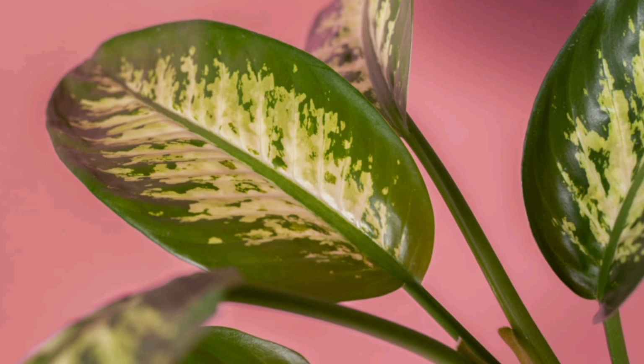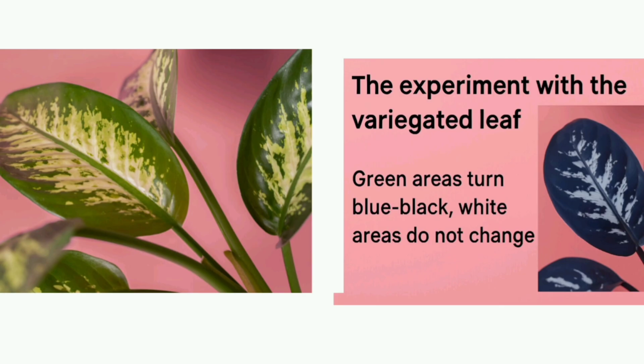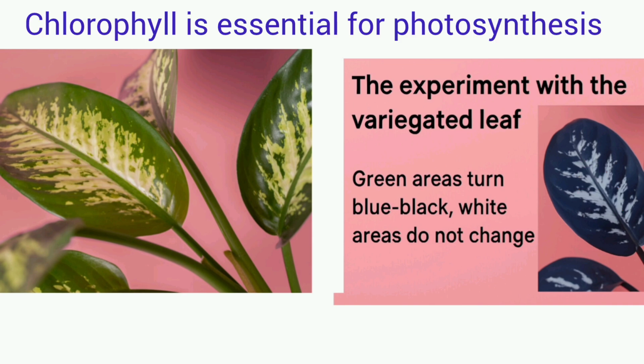And what will you observe? The green areas of the leaf turn blue black. That is starch. That means starch is present there, meaning photosynthesis occurred. And the white areas do not change color because there was no chlorophyll and hence no photosynthesis happened there. So, chlorophyll is absolutely essential for photosynthesis. Without chlorophyll, the plant cannot make food, even if sunlight and carbon dioxide are present.